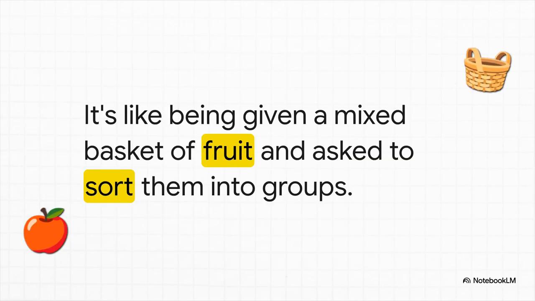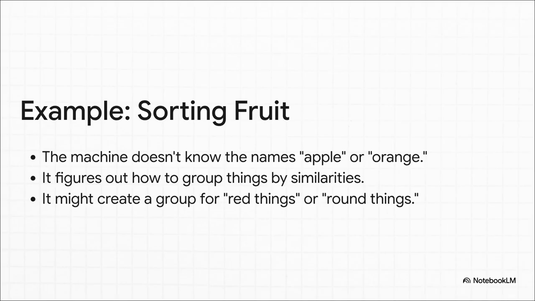To get a feel for this, just imagine I handed you a giant basket filled with all kinds of different fruit. I don't tell you what they're called, I just say, hey, sort these. You naturally start making piles, right? Based on things you see? And that is exactly what the machine does. It has no idea what an apple or an orange is. It doesn't know our words for them. So instead, it makes up its own categories based on similarities. It might decide, okay, here's a pile of red things, or here's a pile of things that are small and round. It discovers the structure all on its own.